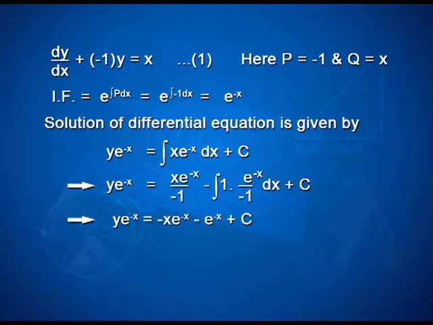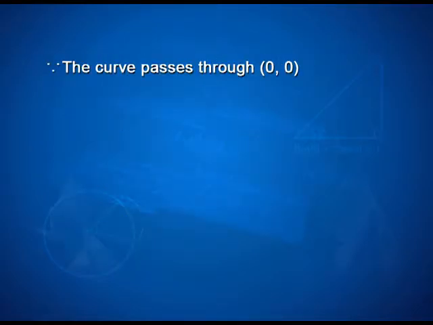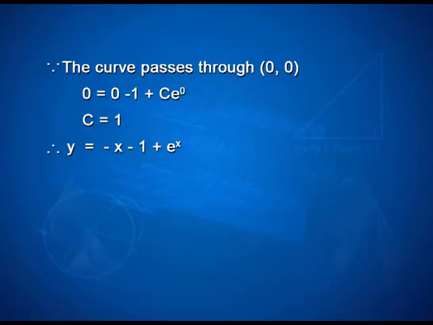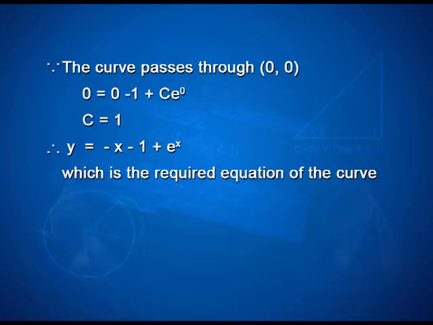That implies y into e to the power minus x is equal to minus x into e to the power minus x minus e to the power minus x plus c. This implies y is equal to minus x minus 1 plus c into e to the power x. Take this as equation number 2. Since the curve passes through the origin 0, 0, 0 is equal to 0 minus 1 plus c e to the power 0. This implies c is equal to 1. Therefore, y is equal to minus x minus 1 plus e to the power x, which is the required equation of the curve.